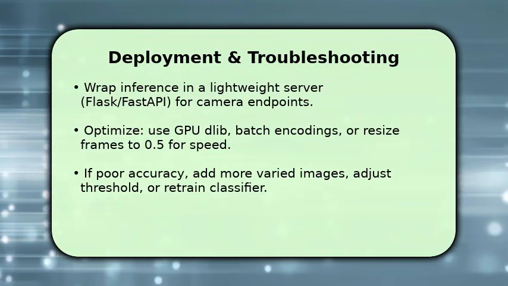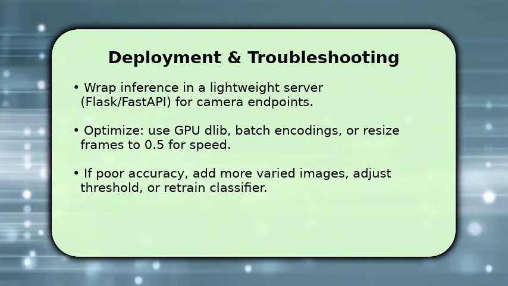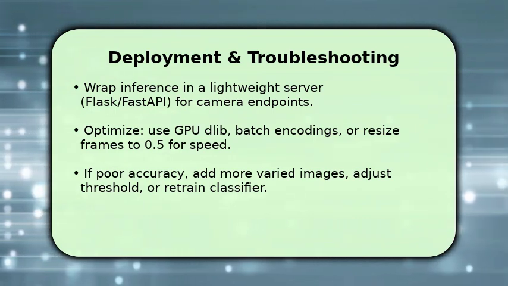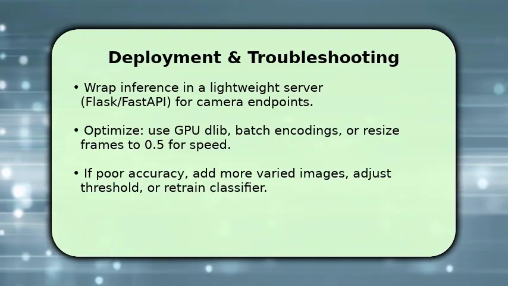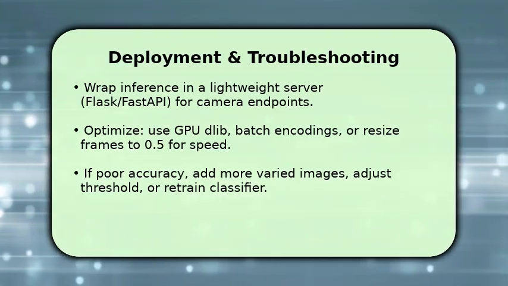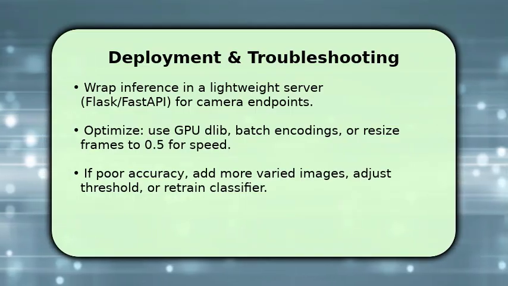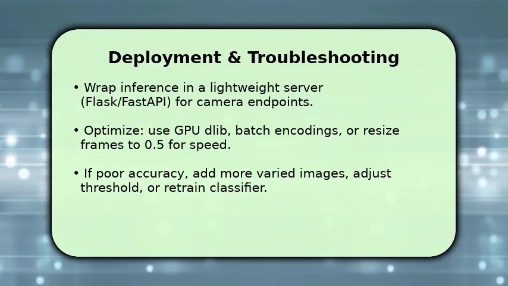If you hit poor accuracy, increase per-person images, include different lighting and angles, and tweak the distance threshold or retrain your classifier. One troubleshooting tip: if false positives persist, raise the threshold slightly and add negative samples.